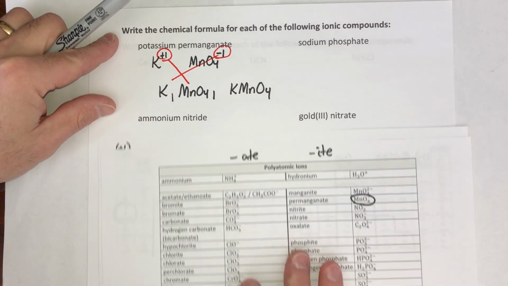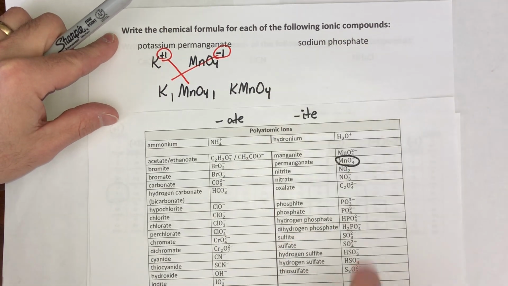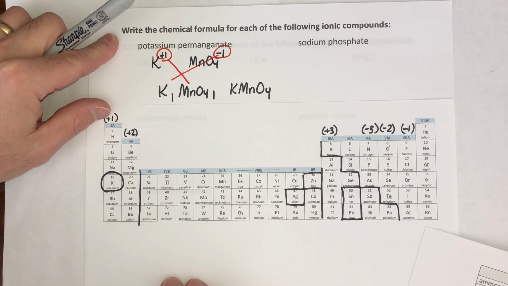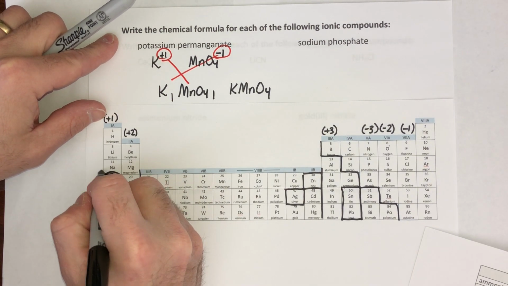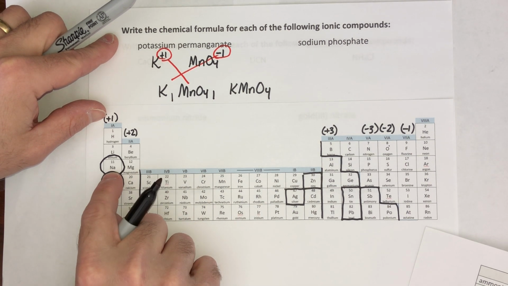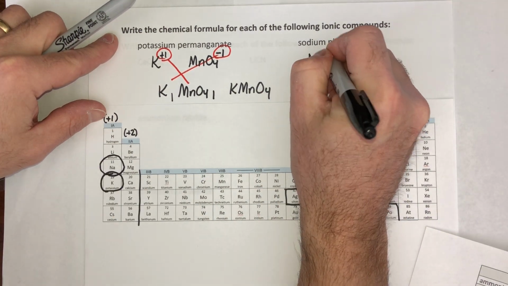All right, let's move on to the next one, sodium phosphate. Now, sodium is one of our favorite elements. You'll see that it shows up a lot. So when I go looking for it on my periodic table, sodium is right here, right? It's one that you're going to learn its location pretty quickly. Sodium is in group number 1, so sodium will be a 1+.